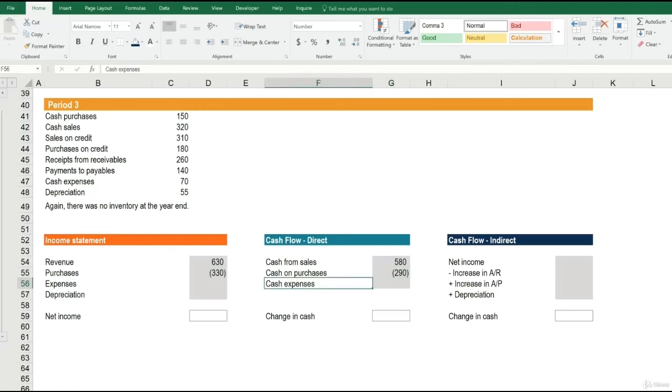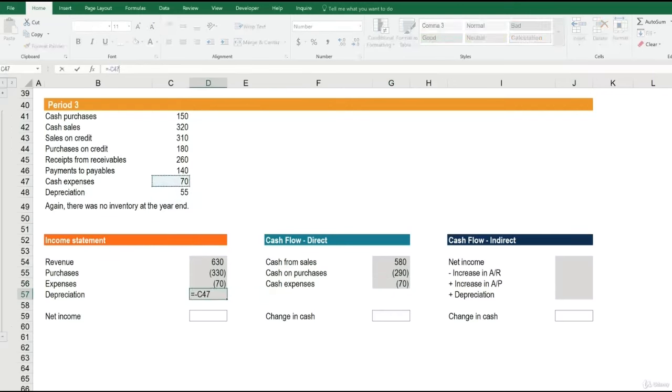The next item, cash expenses, gets recorded on the income statement as an expense and gets recorded on the direct cash flow statement as a cash outflow. The last item that's left is depreciation, which gets recorded as an expense on the income statement.